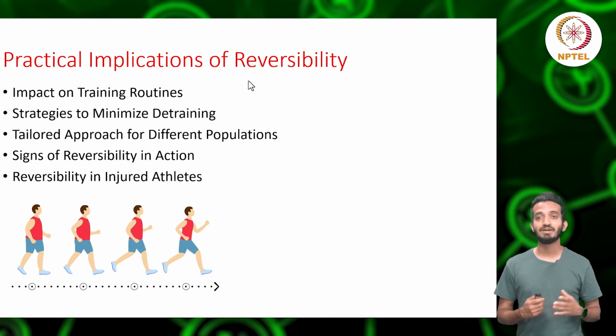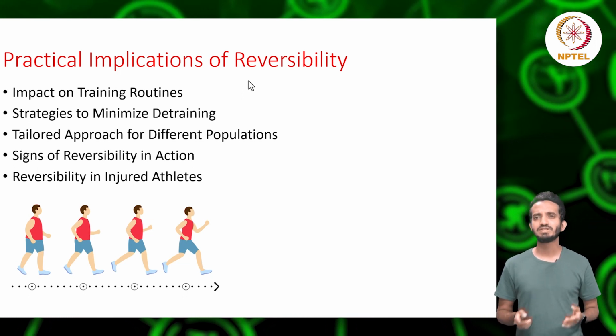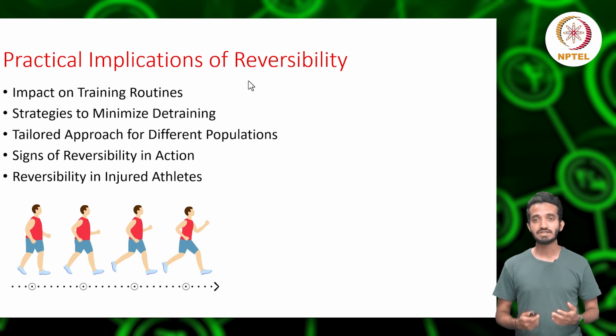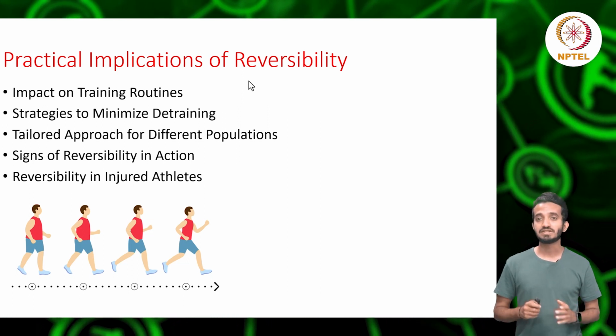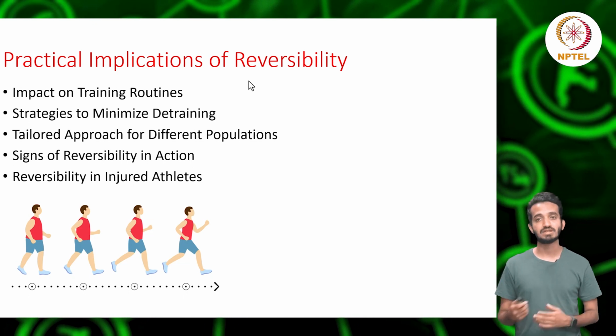And then we have the dynamics of aging. Age introduces another layer of complexity. As we grow older, our bodies undergo various physiological changes. Muscle mass begins to decline, a process known as sarcopenia.